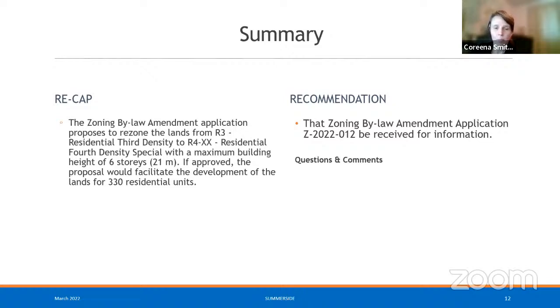So just as a recap, this application is seeking to rezone the lands from R3 to R4 and to also increase the height from the current permitted 12 meters to 21 meters. And if approved, that would facilitate an apartment development on the subject lands. So this recommendation is for your consideration at this point in time, and we will bring a report back at a later date with a staff recommendation on this application. So that concludes my presentation. I'm happy to take any questions from the committee.